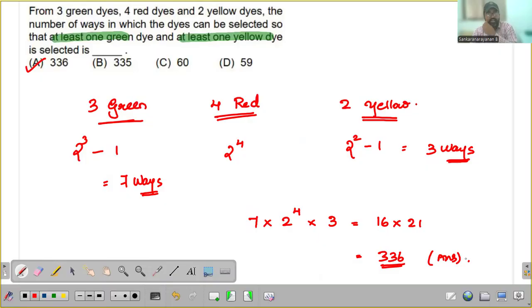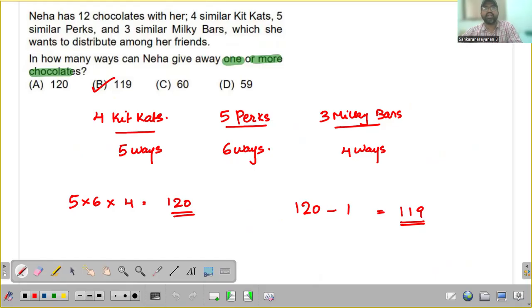Please be aware of this method, okay? The ways you are dealing with these green die, yellow die, red die and all. It's all about selection. In the previous case, what you saw, it's not about selection. It is giving away one or more chocolates. The wording is different. That is why for 4 Kit Kats, she can distribute those 4 Kit Kats in 5 ways. Okay, so how many ways? You can see that here 0 Kit Kat or 1 Kit Kat or 2 Kit Kat or 3 Kit Kat or 4 Kit Kat. 5 ways she can handle these 4 Kit Kats.